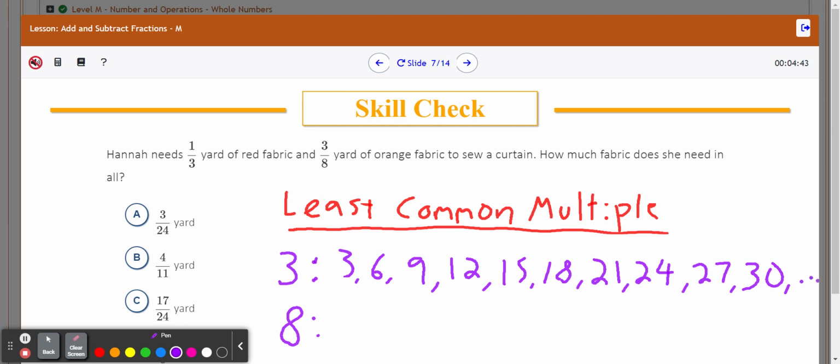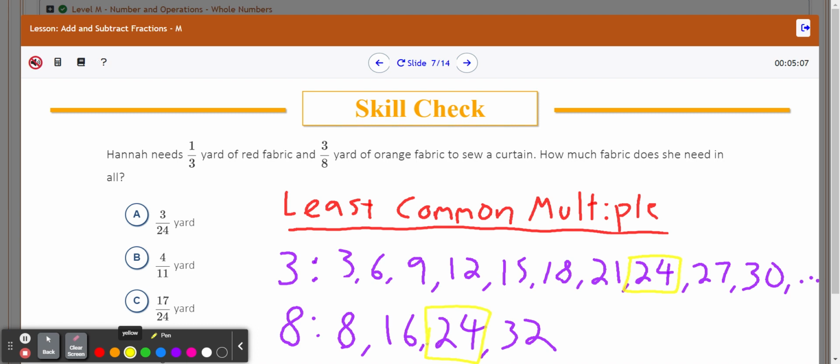Now we're going to do all the multiples of 8. These are all the numbers that 8 goes into. So 8 goes into 8, 8 goes into 16, 8 goes into 24, 8 goes into 32. And I'm just going to stop right there because I already see something. Do you see the smallest number they both share? Well, 3 goes into 24 and 8 goes into 24. So therefore, 24 is 3 and 8's least common multiple. It's the smallest number they both share.